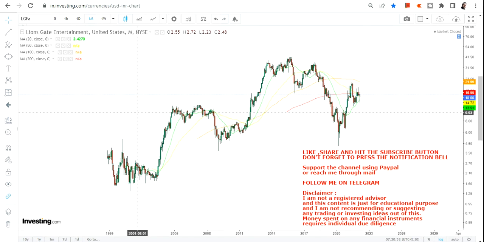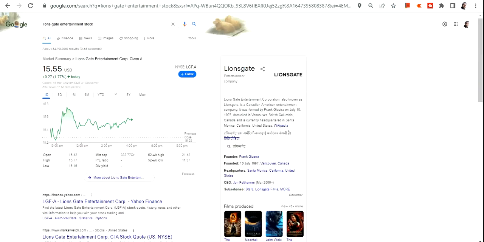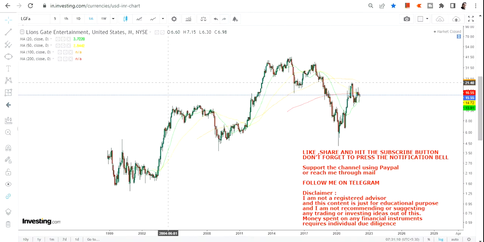But before starting the video, this stock is segregated into class A and class B. I'm talking about LGFA. So this is the class A share. As you can see, there is a class B as well, but I'm talking about the class A share because there is a price differential. If you're looking at the stock chart of price lines chart, class A and class B. So we are talking about class A.